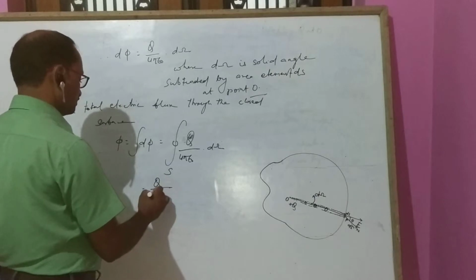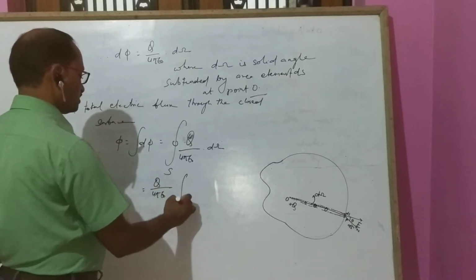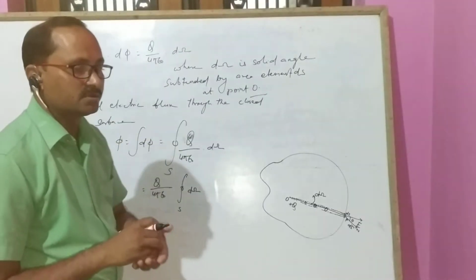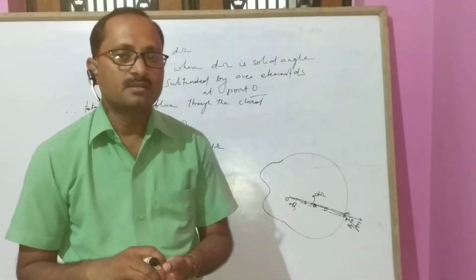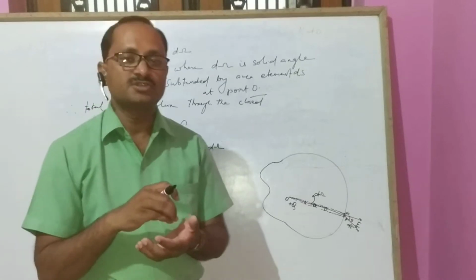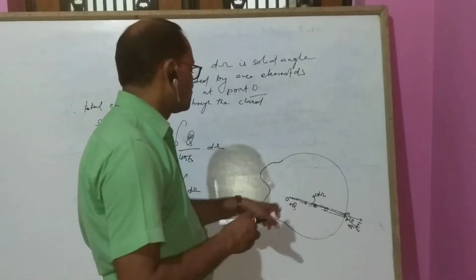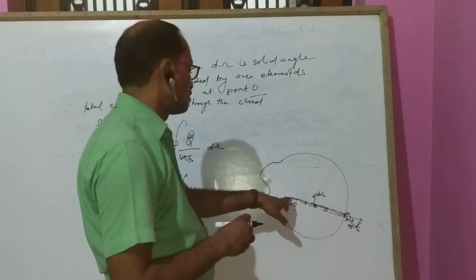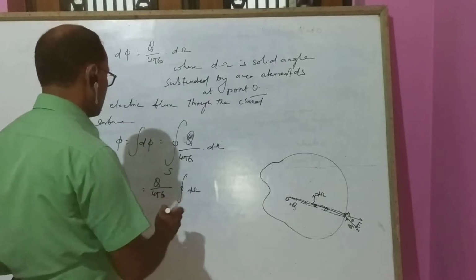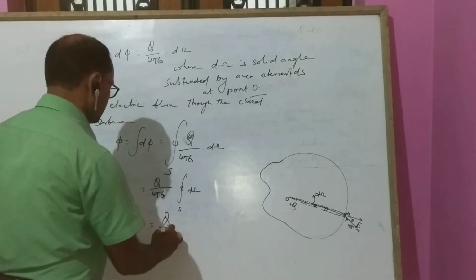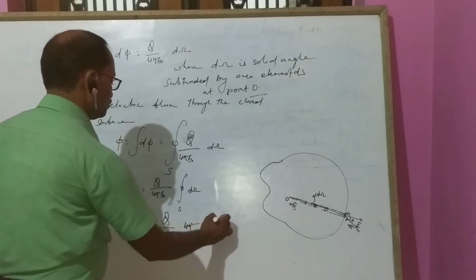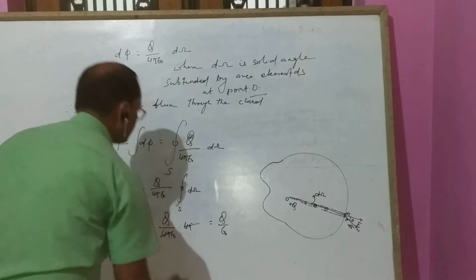Hence I take them out of the integration sign. In the topic of solid angle, I have discussed that a sphere subtends a solid angle of 4 pi at its center. Similarly, this closed surface will subtend a solid angle of 4 pi at point O. Hence, the surface integration of d omega will be equal to 4 pi. The 4 pi cancels, giving Q by epsilon naught.